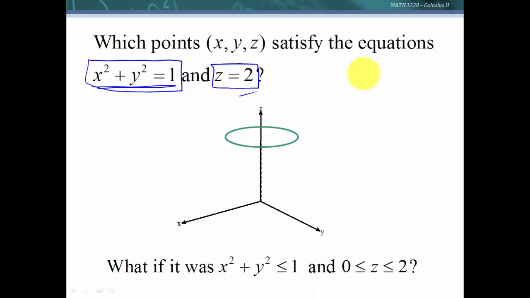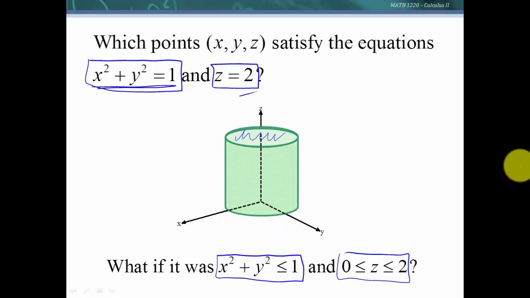So what if the restriction was x² + y² ≤ 1? So we would want this circle, but then we would also include all points inside of this circle as well. And then this restriction is that z is anywhere from 0 to 2, so we would need to start down here and include all of the z values up until 2. So this would describe a solid three-dimensional thing. This is a cylinder, but includes all of the points inside the cylinder as well as the surface of the cylinder.